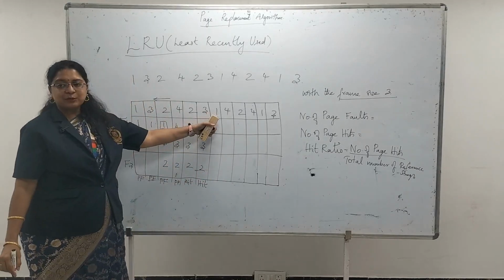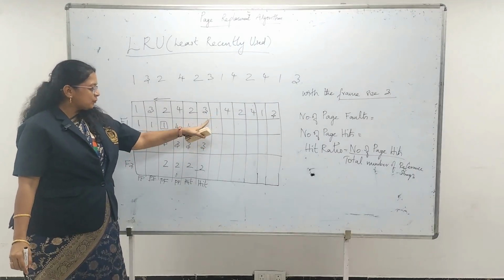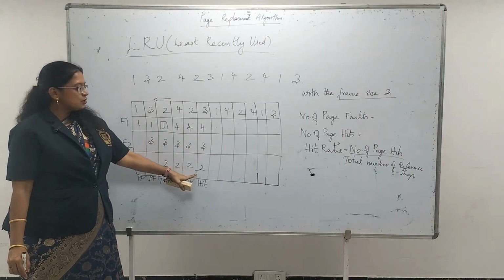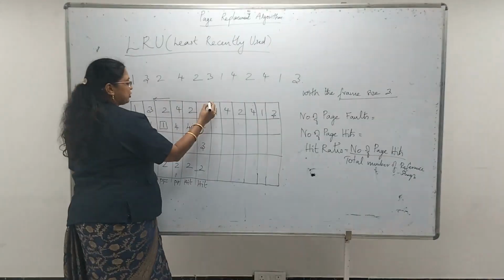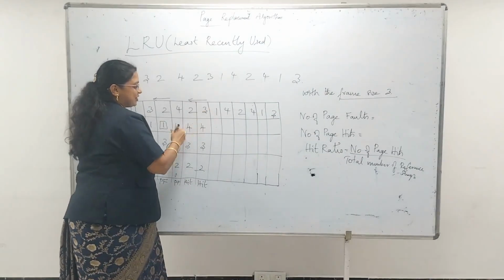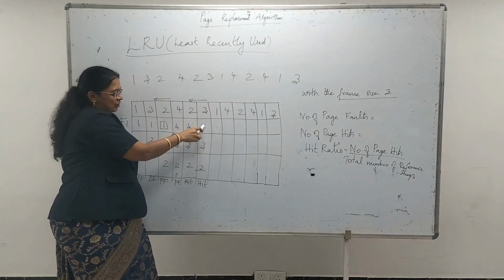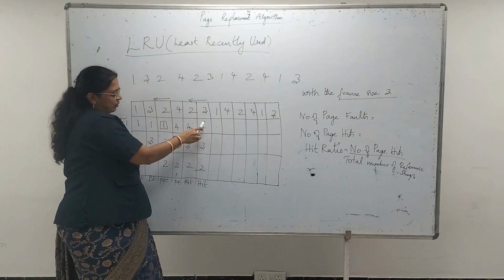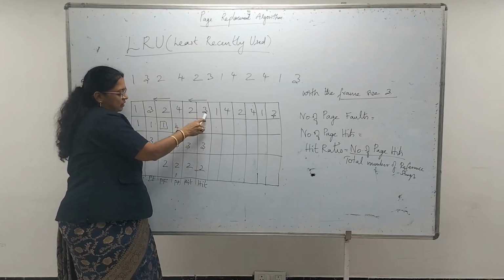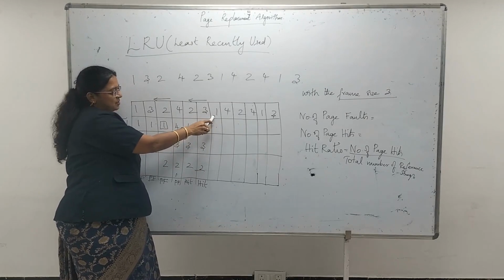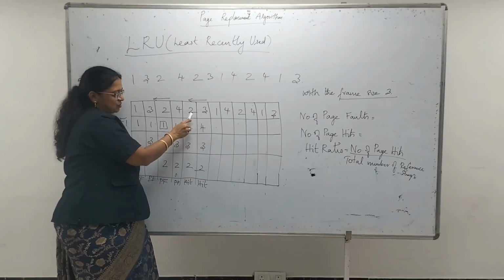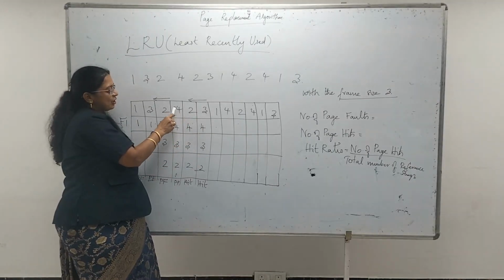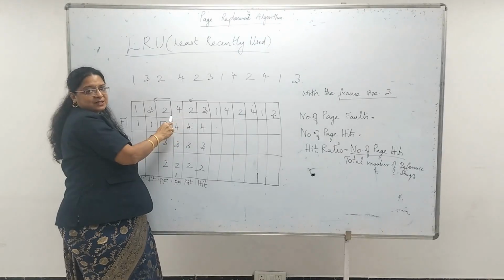Then you need to check whether 1 is present in your frame, or there is no 1. So you need to replace one of them. Again you check with the left hand side. Here 4 is recently used. To replace for 1, you need to check from these 3. 3 is most recently used among these. And then 2 is second most recently used. Then you are going to replace 4. That is your least recently used.